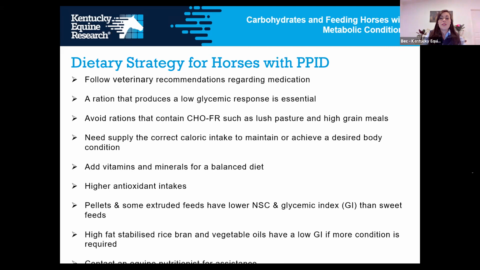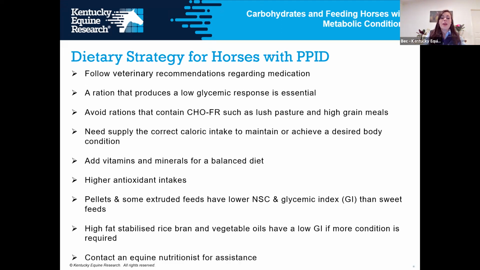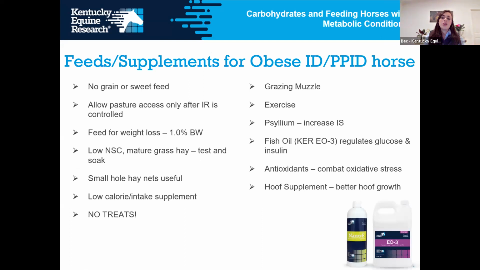The non-structural content of the pasture does vary throughout the day as well, remember, so we do need to just keep that in mind. Balance the diet, look at the horse's body condition. We do advocate for higher antioxidant intakes with horses with PPID because they can be slightly immune compromised. So vitamin E, once again, can be very, very useful in this instance. So you'll notice this slide here is pretty much exactly the same as the one that we've just been through with laminitis, because we do manage these horses in a very similar way when they are overweight.